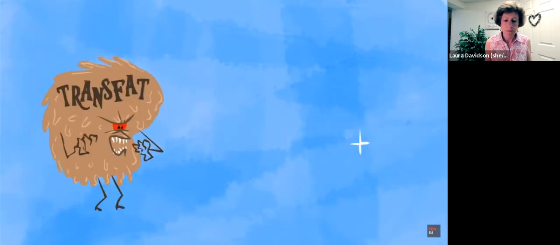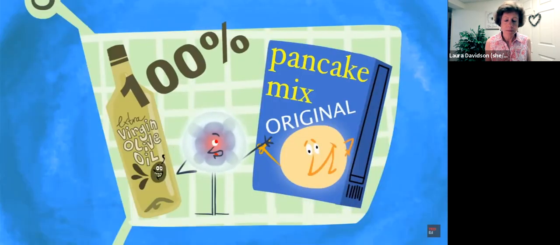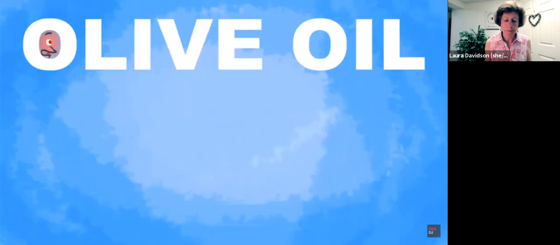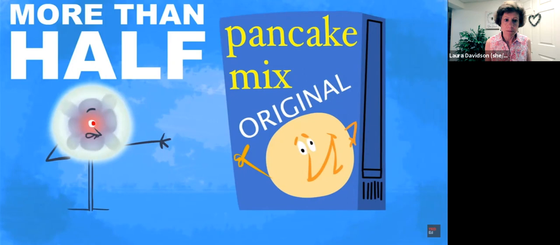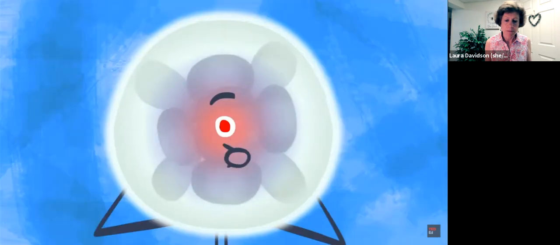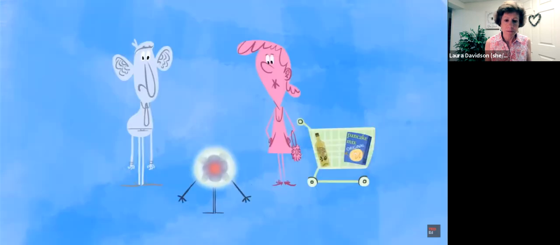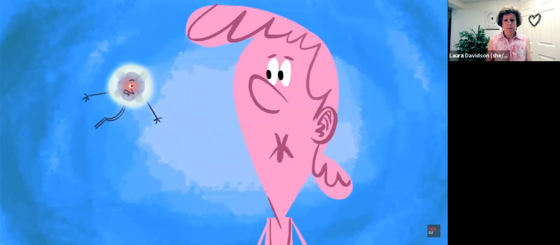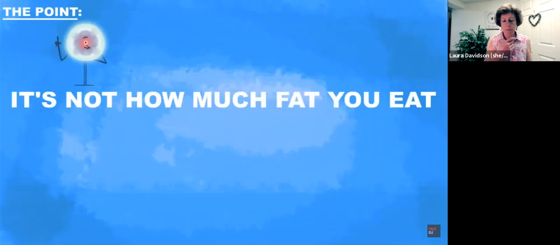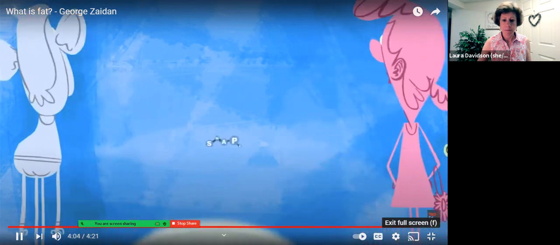So let's go back to our olive oil and pancake mix from before. Olive oil is 100% fat. Pancake mix is only 11% fat. But olive oil is mostly unsaturated fat, and it has no trans fat at all. On the other hand, more than half the fat in pancake mix is either saturated or trans fat. And so even though olive oil has 10 times as much fat as pancake mix, it's healthy for you, whereas pancake mix is not. Now, I'm not trying to pick on pancake mix. There are lots of foods with this type of fat profile. The point is this: it's not how much fat you eat, it's what kind of fat. And what makes a particular fat healthy or unhealthy is its shape.